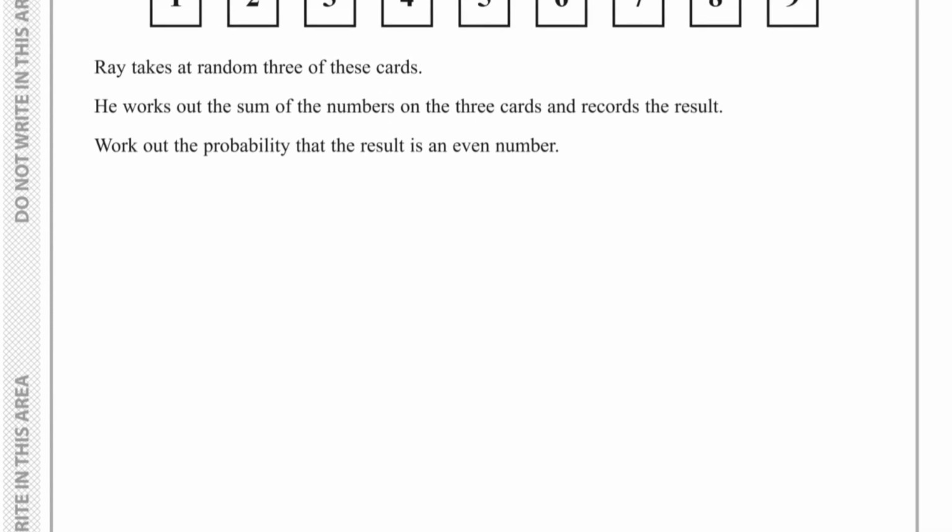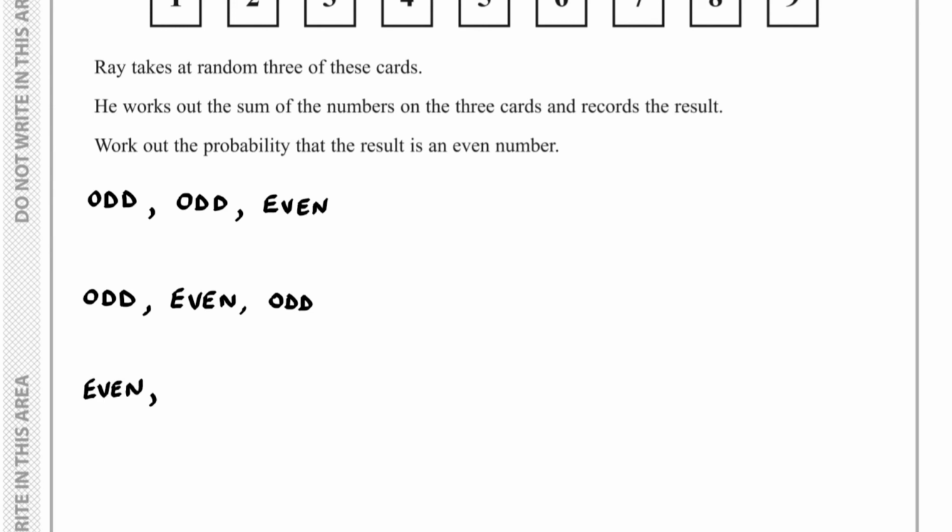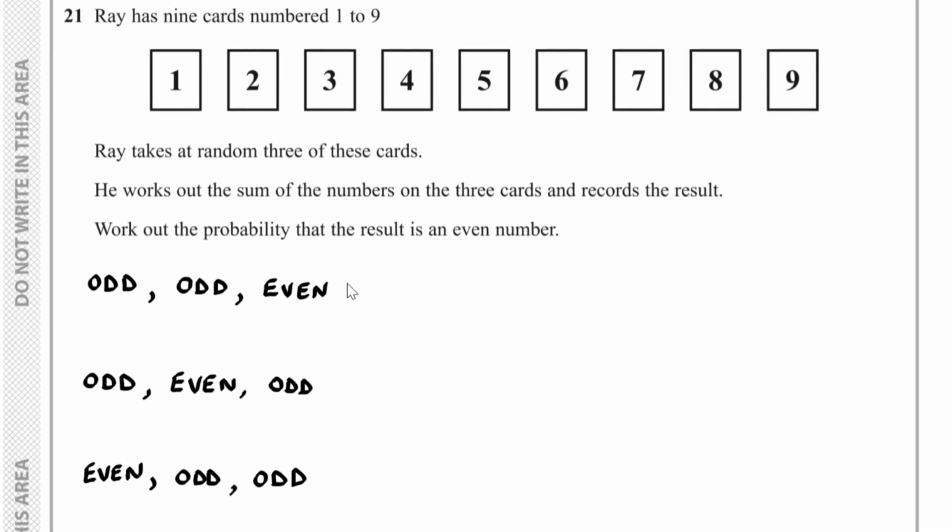So here I could have an odd number plus another odd number, that gives an even, plus another even, that's going to give an even number. I could have an odd number plus an even number, that's odd, plus another odd number, that's even. I could have an even number, an odd number, and another odd number, that gives an even number. And if I have an even plus another even, plus another even, that gives an even number. So we need to work out the probability of these. So let's consider the first one.